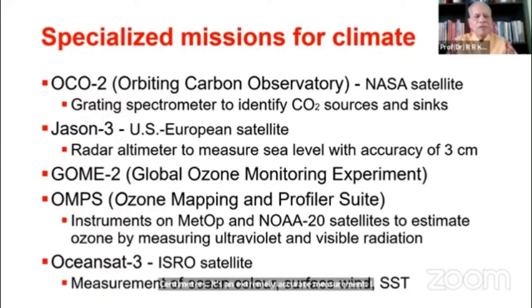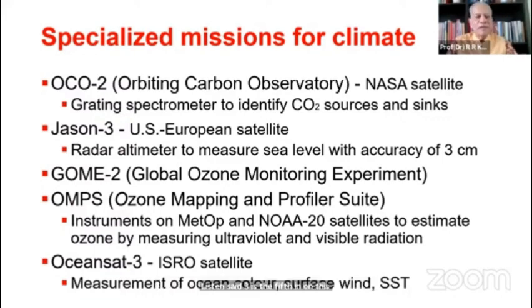And there are 2 instruments which are used for ozone monitoring. They measure the ultraviolet and visible radiation. One is called the GOME-2, Global Ozone Monitoring Experiment. The other is the Ozone Mapping and Profiler Suite. One is on a European satellite, METOP. The other is on a NOAA-20 US satellite. So they are giving us maps of ozone concentration in the atmosphere, particularly for finding out the ozone hole and its extent. OceanSat-3 is the 5th on this slide.